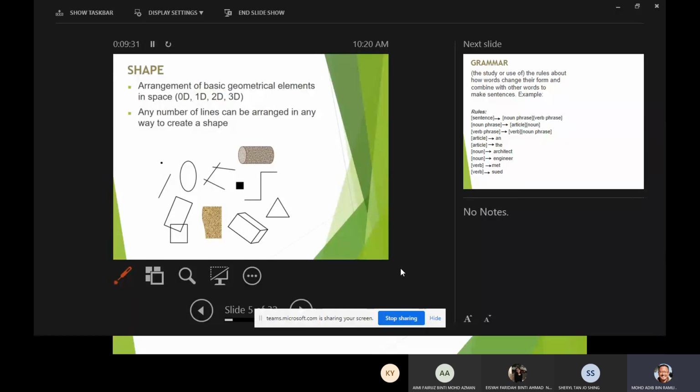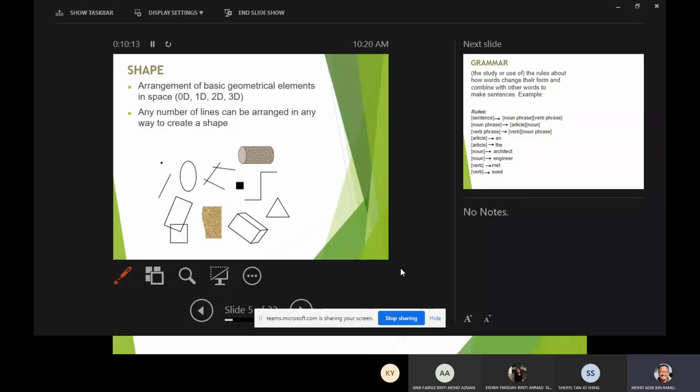It can be 0 dimension, 1 dimension, 2 dimension, and 3 dimension. A 0 dimension thing is the dot itself. 1 dimension is just a single line, and 2 dimension is when you join lines to create a shape: circle, rectangle, square. Then 3 dimension is when you have some kind of depth. It can maybe even be applied to 4 dimension. Any number of lines can be arranged in any way to create a shape.